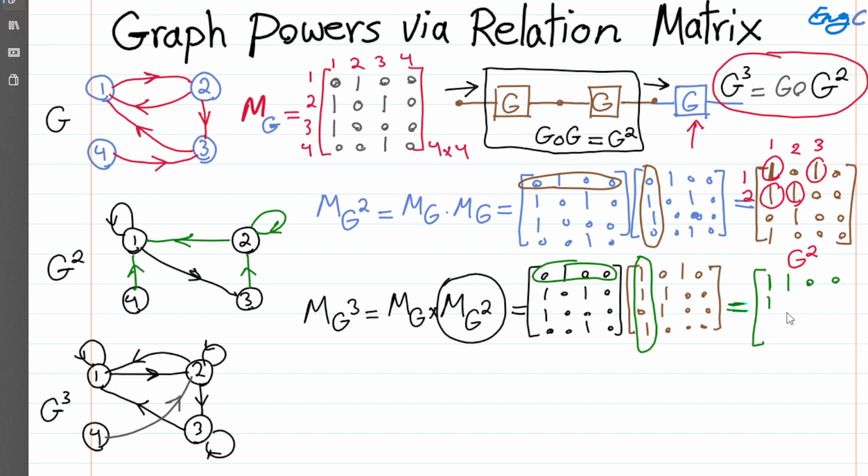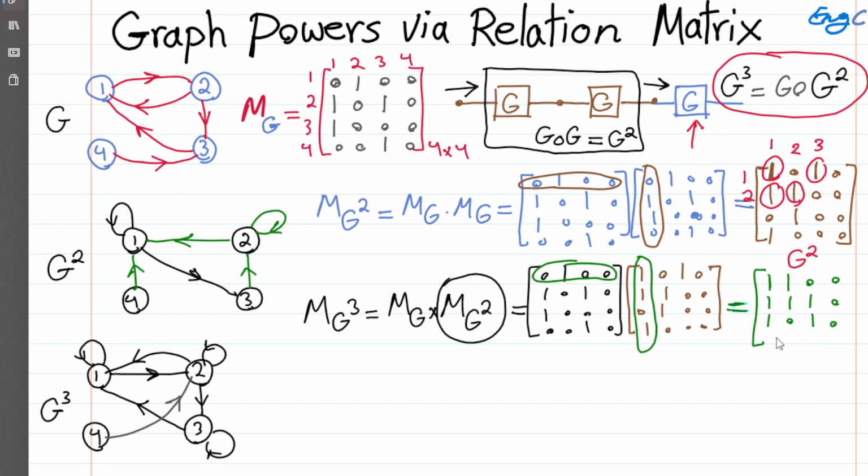Second row, first column, we're going to get 1. Second row, second column, we're going to get 1. Second row, third column, we're going to get 1. And second row, last column, nothing. Third row, first column, going to get 1. Third row, second column, nothing. And the third row, third column, 1, and finally 0.